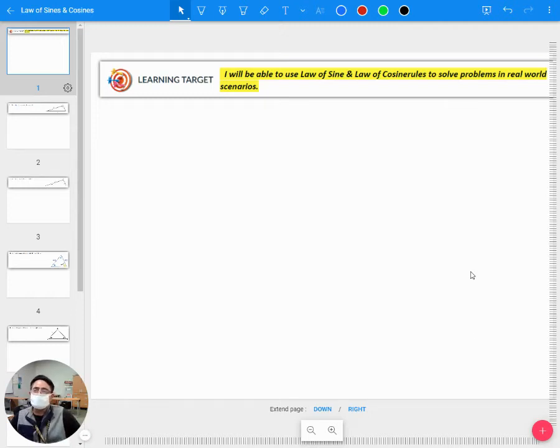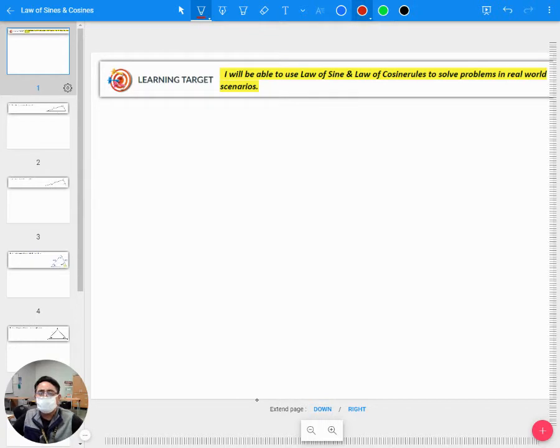In today's class, I'm going to use the law of sine and law of cosine rules to solve problems in real world scenarios. So, a quick recap.